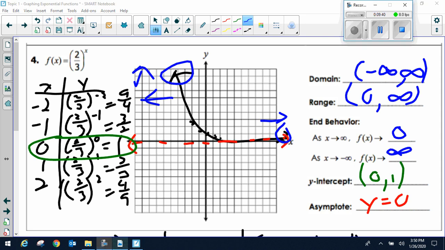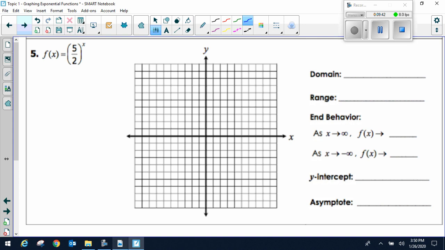So let's talk about transformations. Oh, we got one more. Sorry. Lots of examples of this. So again, I'm saying x comma y. So you got -2, -1, 0, 1, and 2.